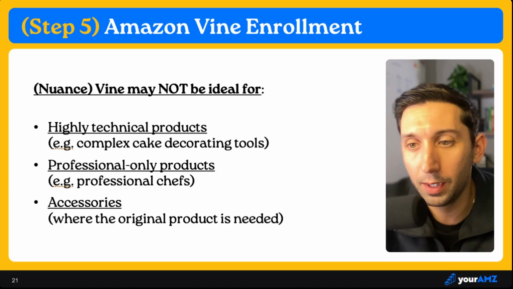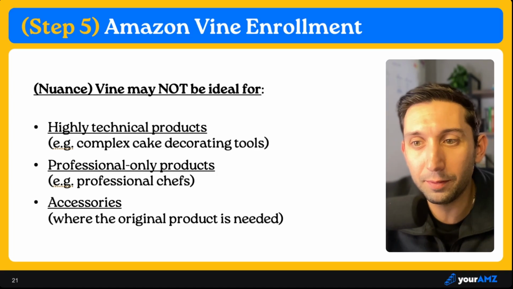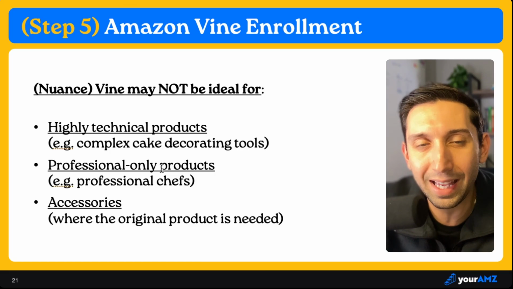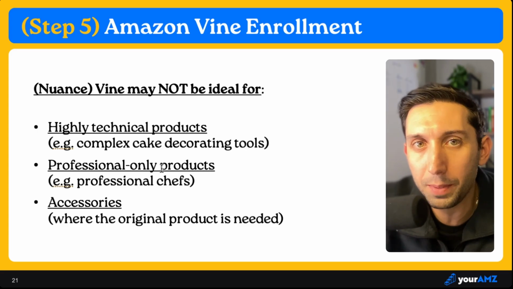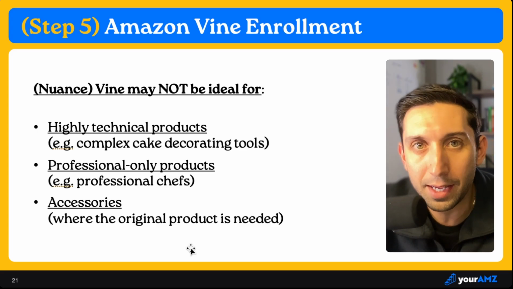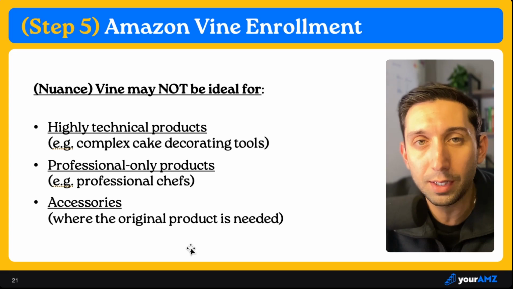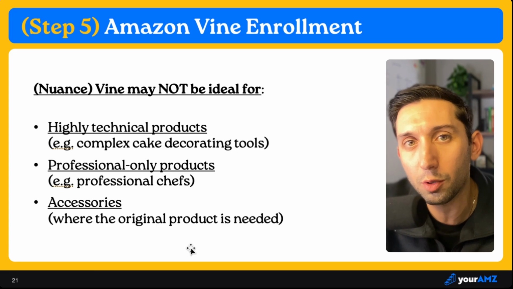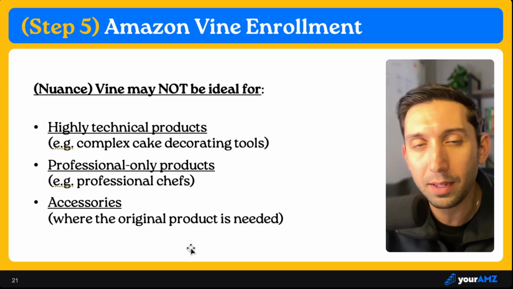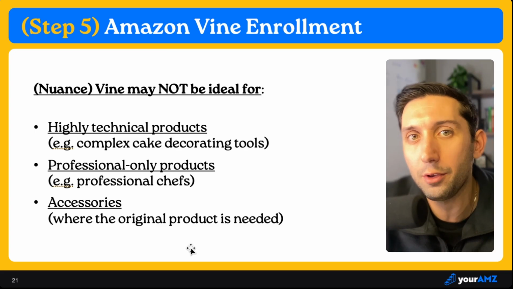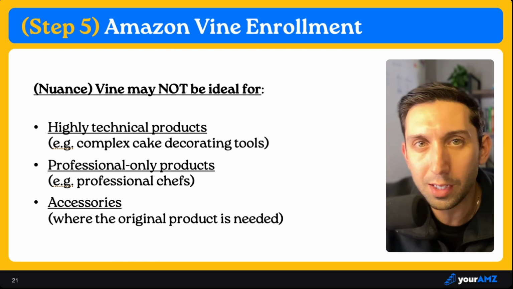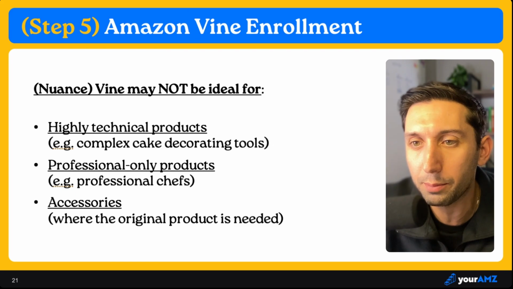Professional-only products. Similar to the cake decorating, those products were for professional cake decorators, so there was a learning curve. Again, if there is a huge learning curve, it might not be the best for Vine. And then obviously accessories. If this is an accessory for a product, customers need to have the original product. Vine voices might claim it thinking it's something else, and then they can't get any value from it, and they might leave bad reviews. So that's just a little bit of nuance if you're considering the Vine program.